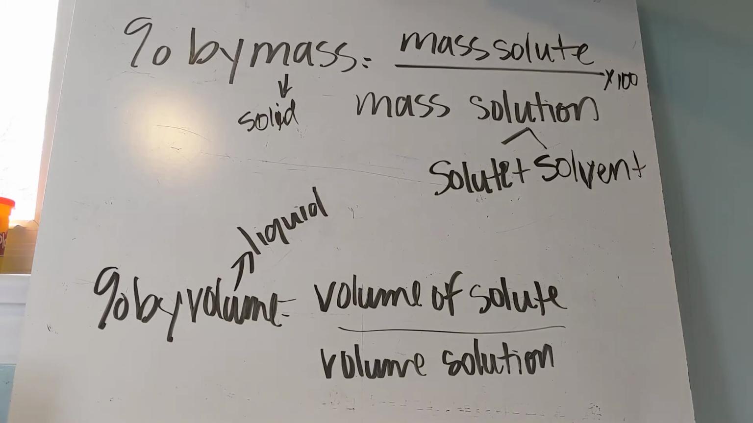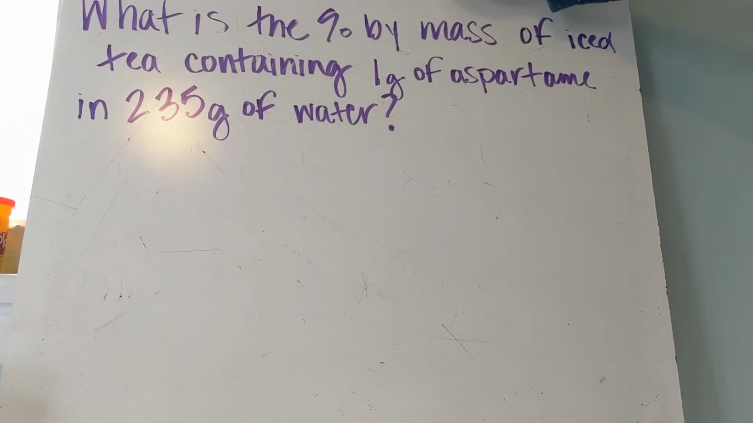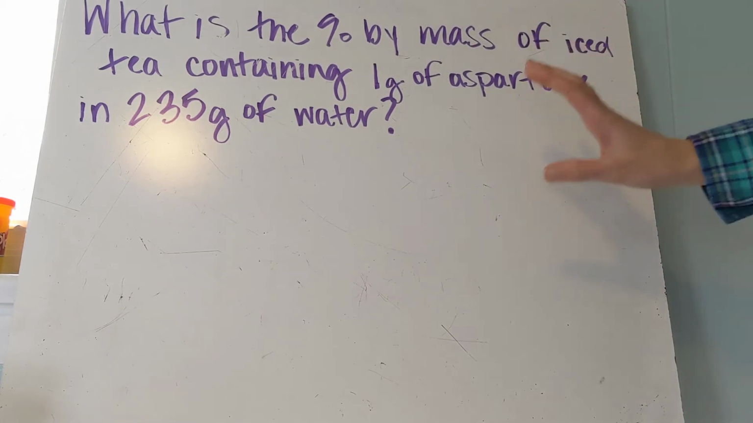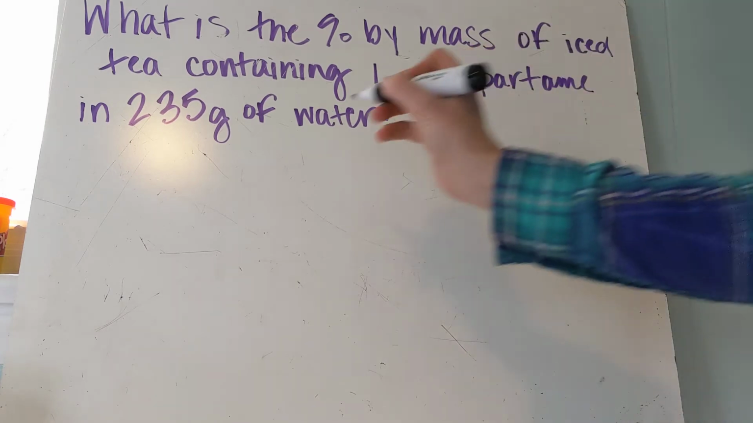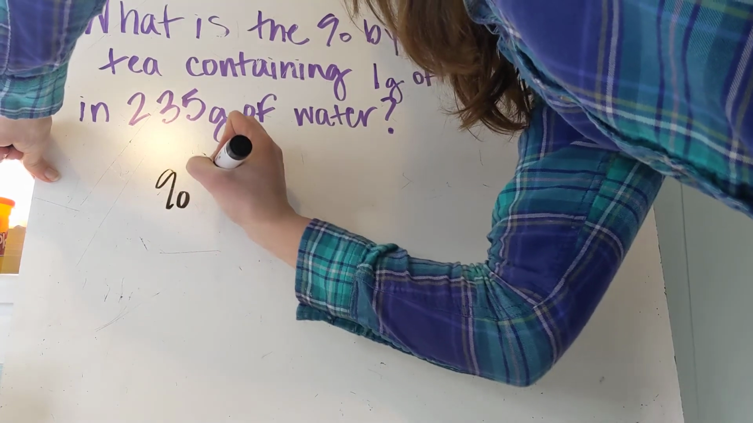Okay, now we're going to get started on some practice problems. First one, percent by mass. I'm hoping I'm centering this correctly and you can see the whole problem. If you can't, listen along with me. Again, I'm doing my best with these new restrictions, but I think I have this about where the other one was. All right. What is the percent by mass of iced tea containing 1 gram of aspartame in 235 grams of water? So we're going to use our percent by mass formula.